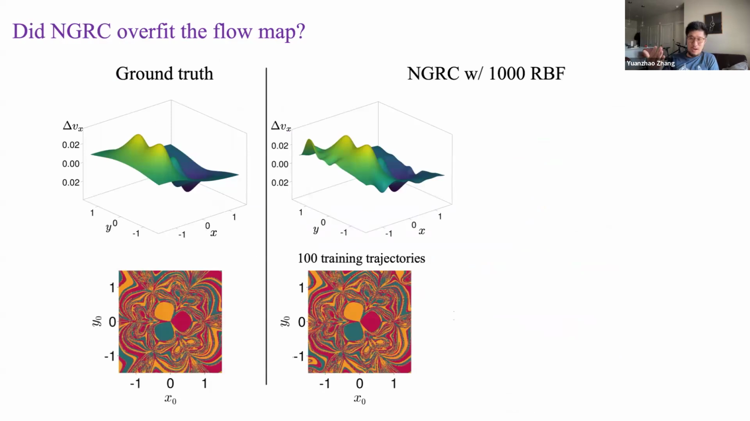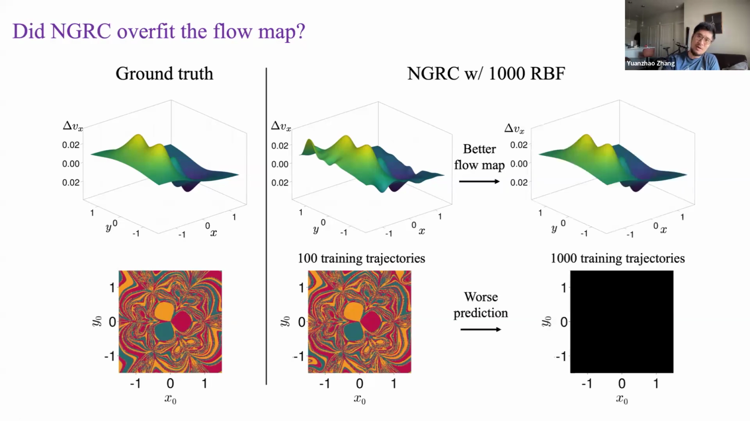Here, just to show generality, we're showing it for NGRC not with exact nonlinearity, but with 1,000 different random radial basis functions. So you can see that with 100 training trajectories, the flow surface is not perfect. It's close, but not perfect. But NGRC was still able to predict the basins relatively well, with an error rate around 20%. However, if you train with 1,000 training trajectories, the flow map is now almost perfect compared to the ground truth. But the model somehow became unstable, and all the predictions diverge, and we didn't get a basin prediction at all.